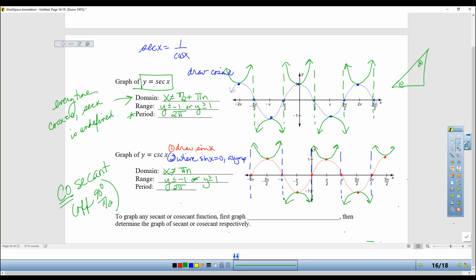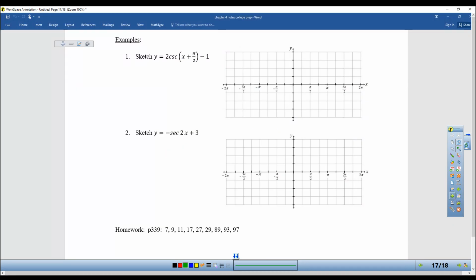So what's really cool about secant and cosecant is you can graph anything. If you're practiced now on graphing sine and cosine, so to graph any secant or cosecant function, first graph cosine or sine. Notice the order that I put them in because secant goes with cosine and cosecant goes with sine, and then determine the graph of secant or cosecant respectively. So let's actually do those. So I'm not going to worry about this for a second. For just a second, I'm going to pretend that it's sine.